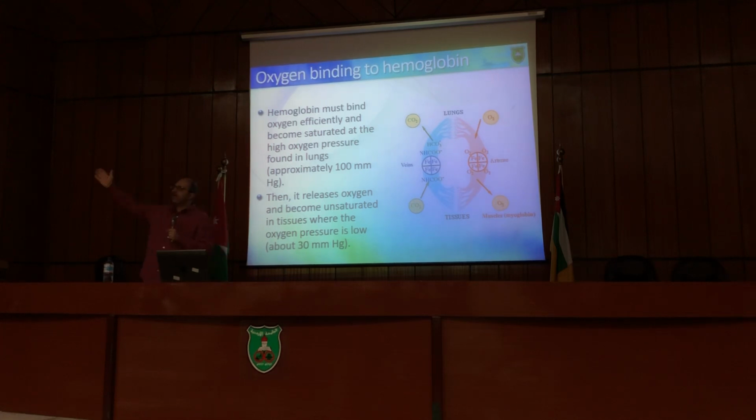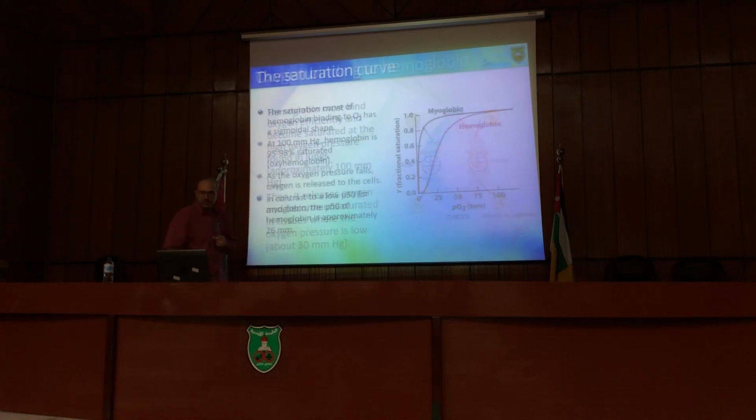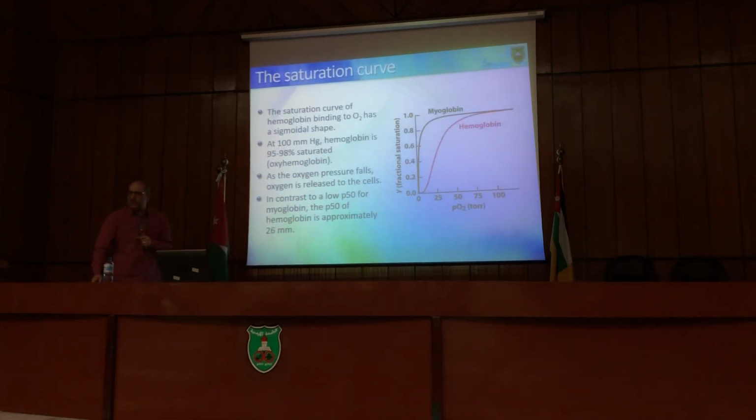It has a high affinity structure and a low affinity structure. So if you look at the saturation curve, it looks like this. This is for myoglobin in black, and this is for hemoglobin. If you look at it, it looks like the letter S, and this shape of plot is known as a sigmoidal plot. So a sigmoidal plot looks like the letter S.